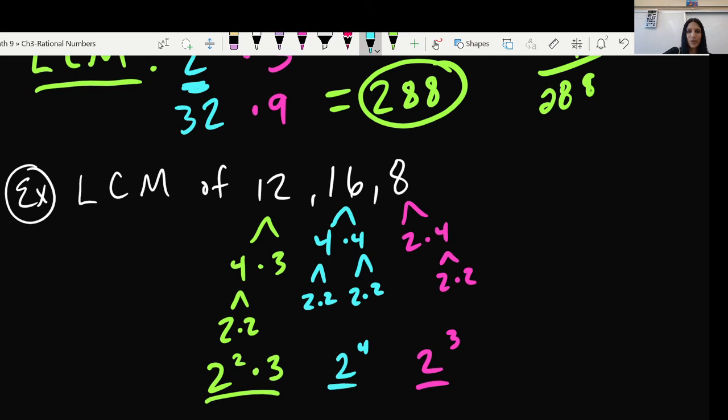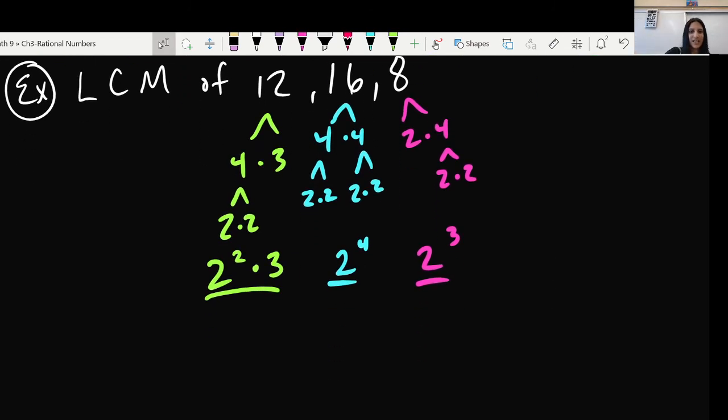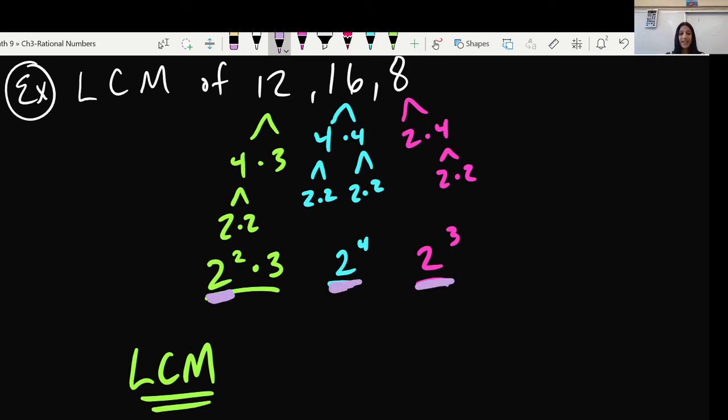Okay, so now that we have the 3 of these lined up, to calculate my LCM, I would look at all of the numbers that have the same base. So the 2 to the 2, the 2 to the 4, and the 2 to the 3. And I take the largest one that's there. So if I look at it, 2 to the 4 is the largest one. So that's the one that I'm going to include in my calculation.